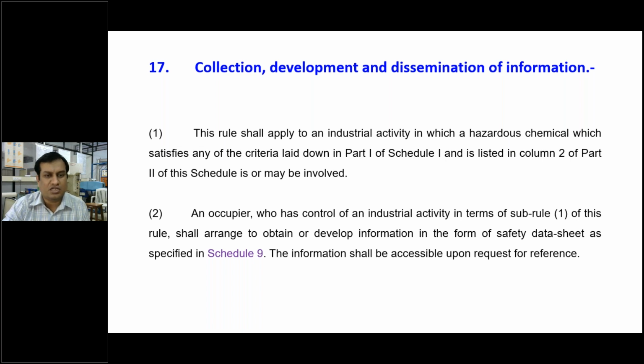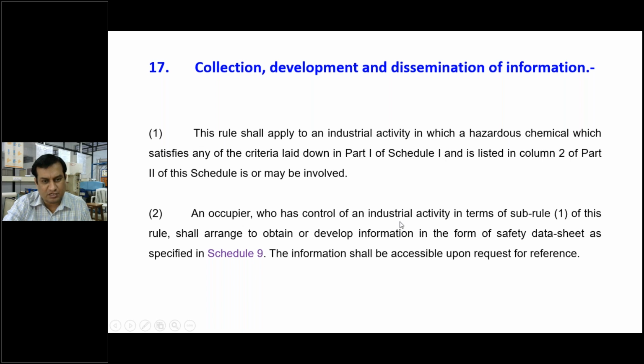So this rule shall apply to an industrial activity in which a hazardous chemical which satisfies any of the criteria laid down in part 1 of schedule 1 and is listed in column 2 of part 2 of the schedule, or may be involved. So we will observe the details of this schedule 1, which is related to this safety data sheet, and then schedule 9, which is exactly the SDS.